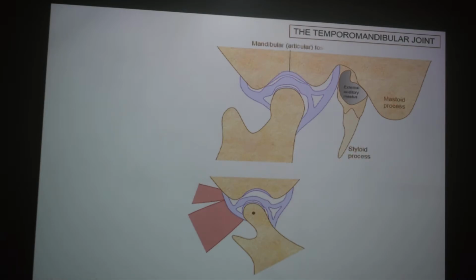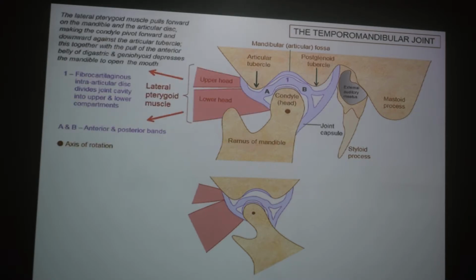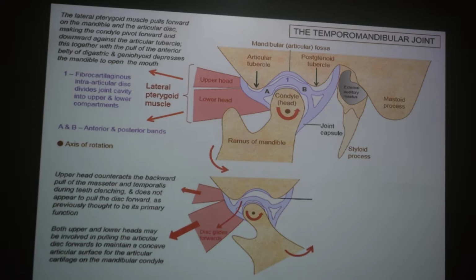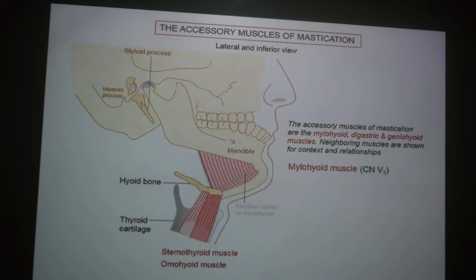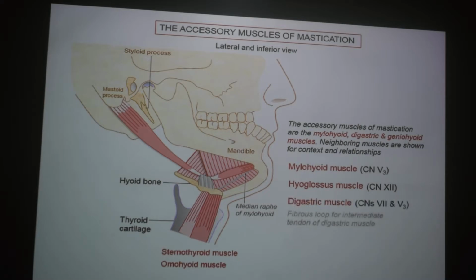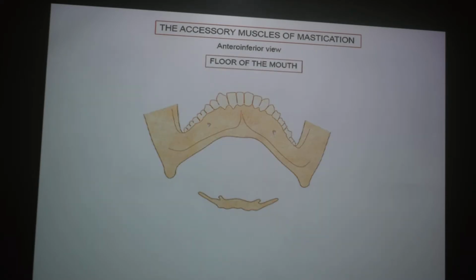This is again a diagram showing you the different parts, and you can read through it. I will not go into detail of this. It's already written how this is going to open or close. The accessory muscles we will show you in a minute. One is the mylohyoid muscle, which is forming the floor of the mouth. Then you have the hyoglossus behind it. You have the anterior belly of digastric, stylohyoid, and you can see the nerves which are coming and supplying these muscles.